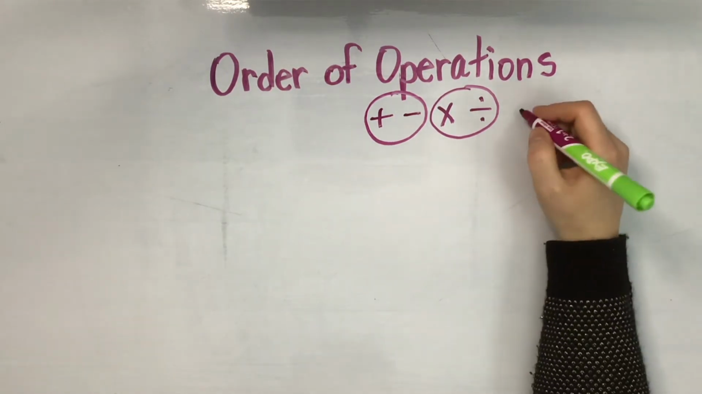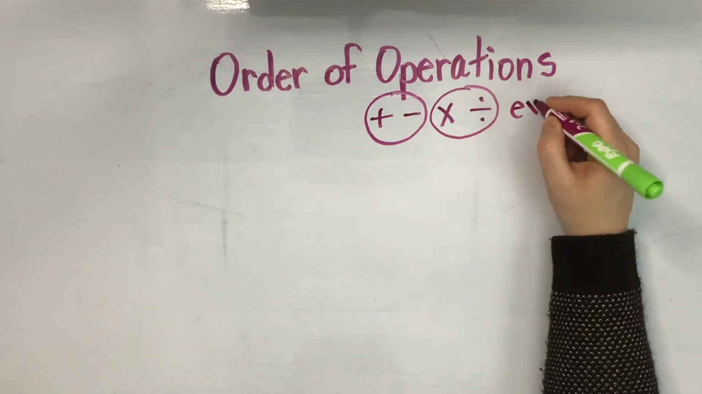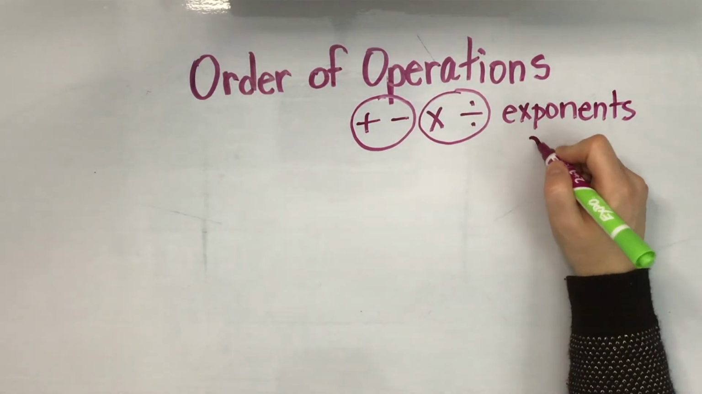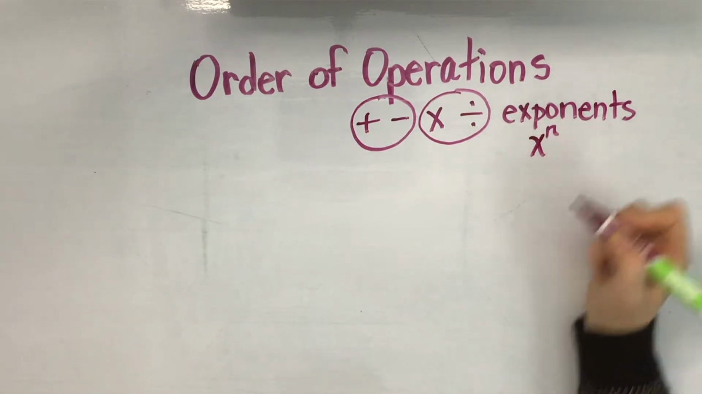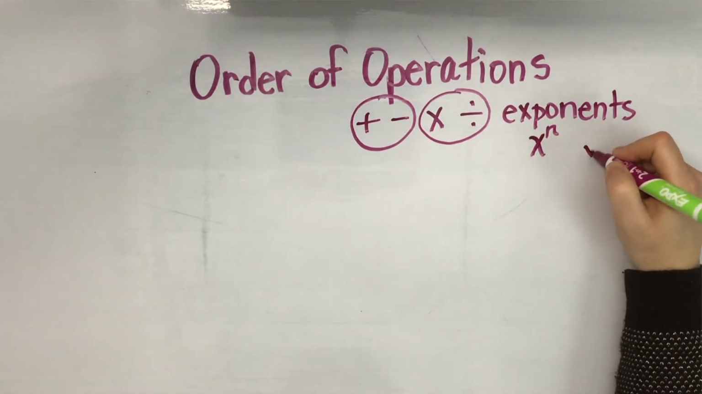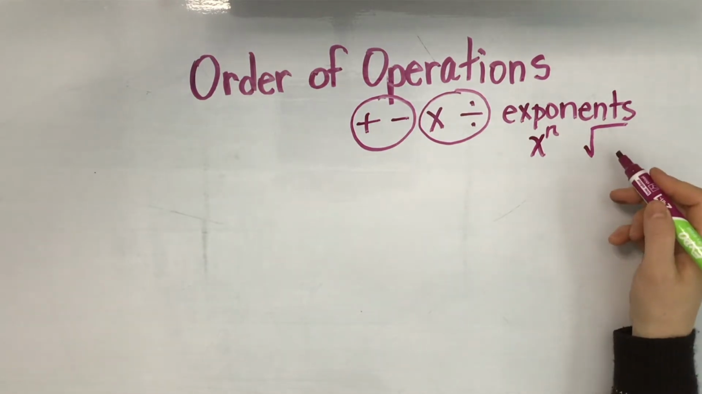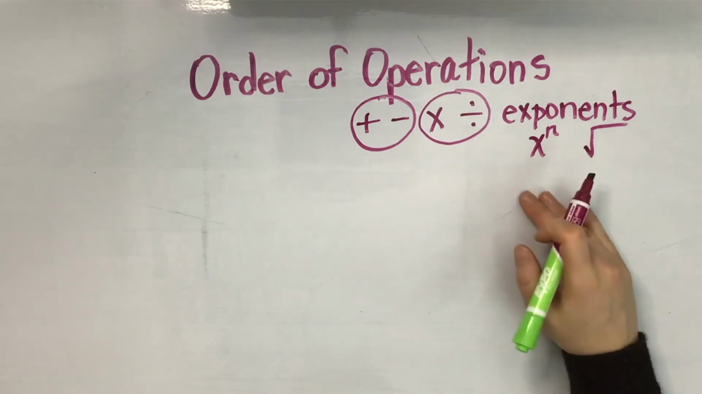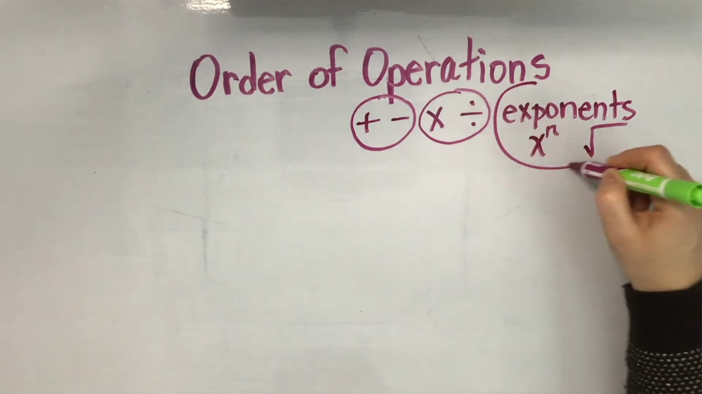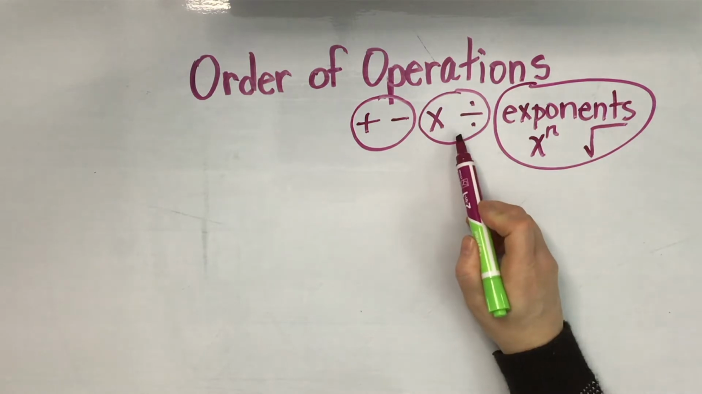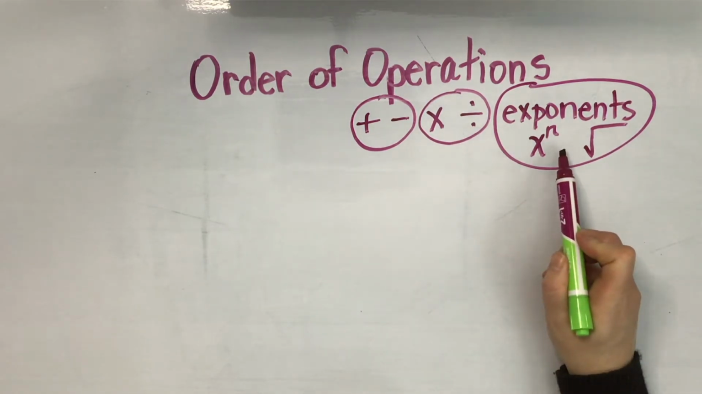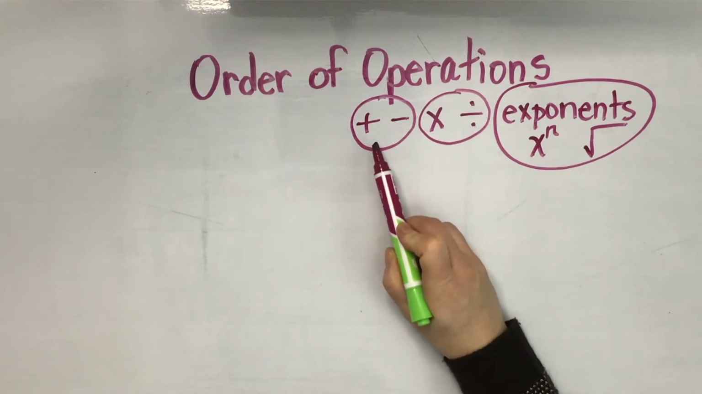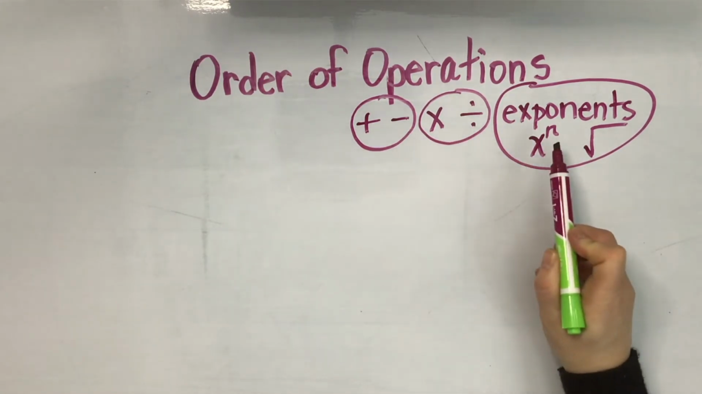Now, exponents, which we will include in this video, will include numbers to the power of another number, and it also includes square roots. We won't be doing square roots in this video, but just know that exponents and square roots are the opposites of each other, and they are more powerful than multiplication and division. Exponents are repeated multiplication and division, and multiplication and division are repeated addition and subtraction. So as we go up, they get more powerful.